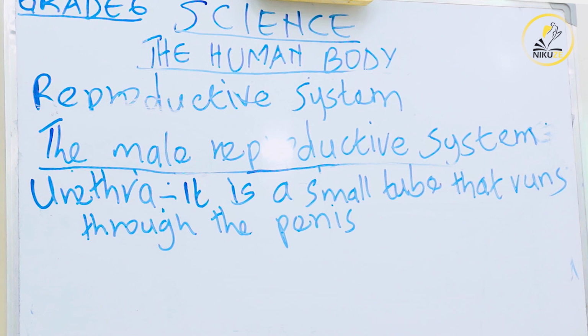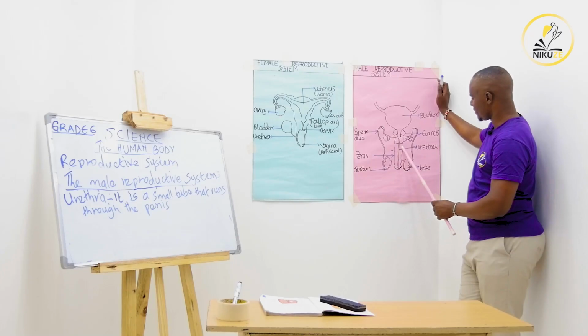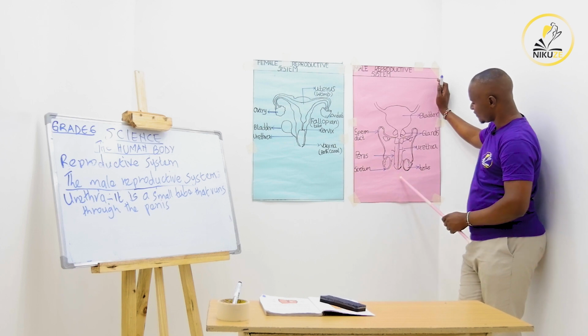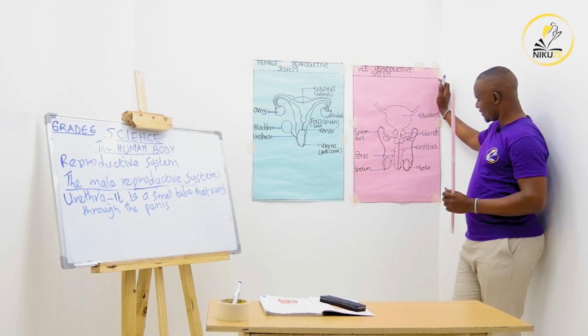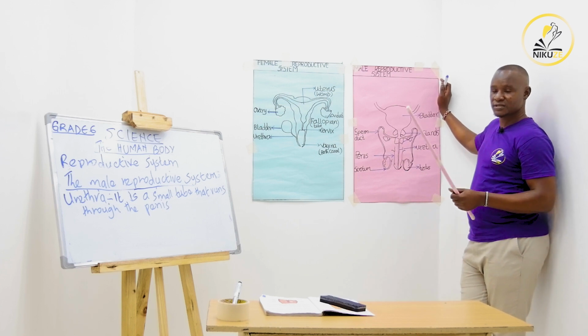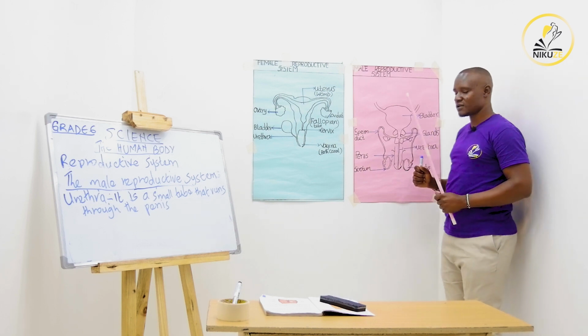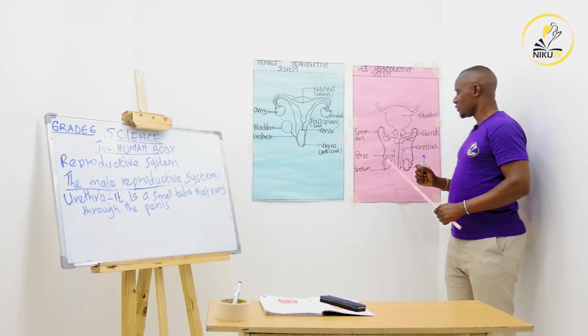Now this part is the penis. The whole of this is the penis. Now inside the penis we have got the urethra. Now there is a difference. In male, the urethra is located at the same point with the penis, but then in female you'll find that the urethra is located at a different point from the vagina.